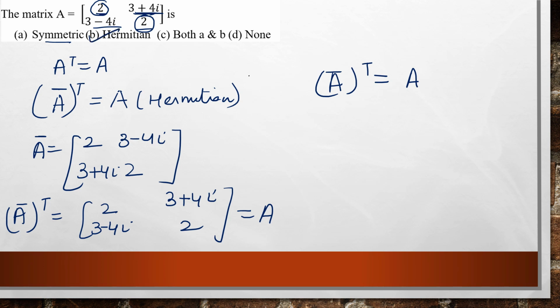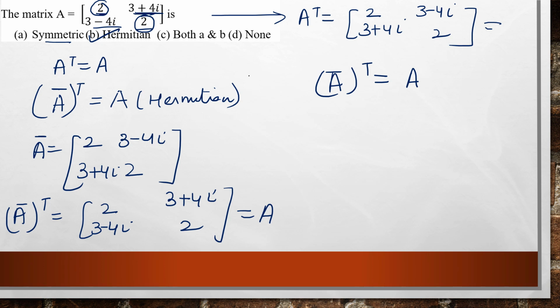Okay. Now is it symmetric? You can check. So what is the transpose of this? If you take direct transpose, the transpose is 2, 3 plus 4 iota, 3 minus 4 iota, and 2. Is it symmetric? No, this is not same as A. So this is not symmetric. So that means B is the correct option. Fine. Now let's move to the next topic.